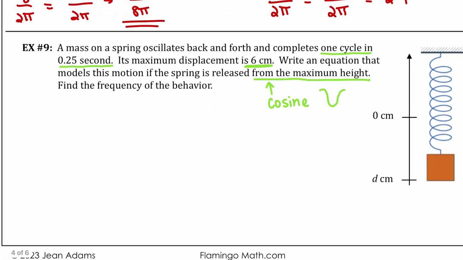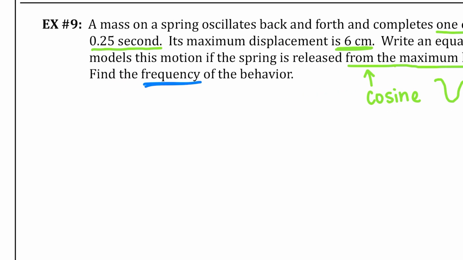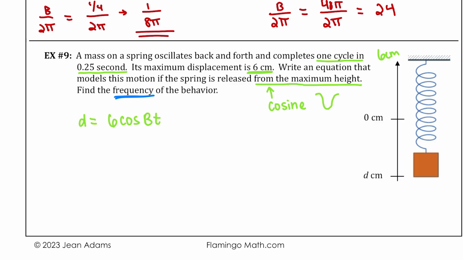Alright, and then it's also just asking us to find the frequency. So let's pick a different color. So finding the frequency. Oh wait, I also didn't even point out what is 6 centimeters? 6 centimeters maximum displacement. That's going to be our amplitude. So 6 centimeters here. So we're going to have D equals, I'm going to put 6 instead of A, cosine of B T. We don't know B yet, we don't know T yet.